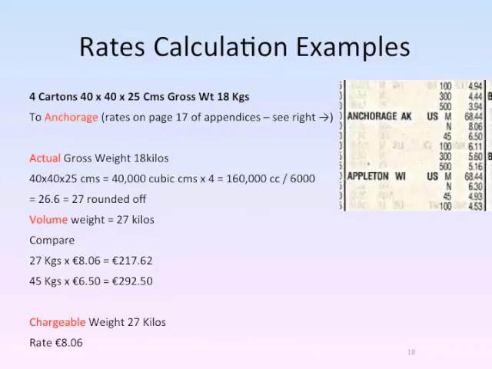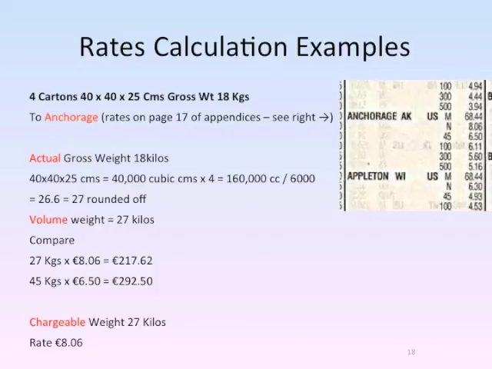Now we have another shipment. This time we have 4 cartons, 40 centimetres by 40 centimetres by 25 centimetres, and a gross weight of 18 kilos. The shipment again is going to Anchorage in the States. Now, the actual gross weight on this shipment is 18 kilos, and we are just going to work out now the volume.